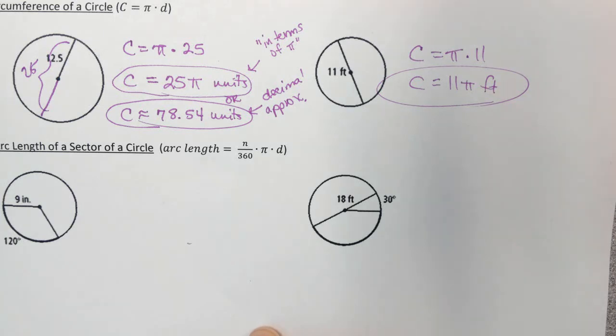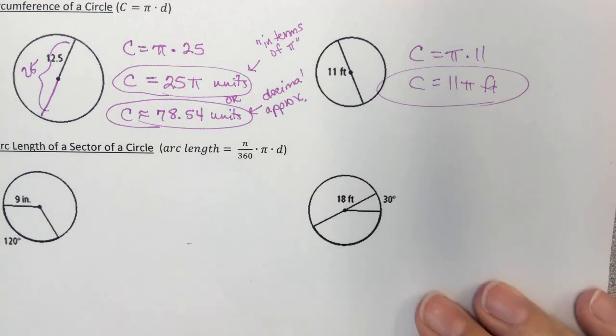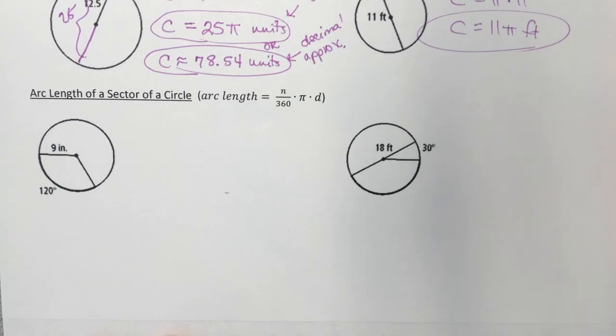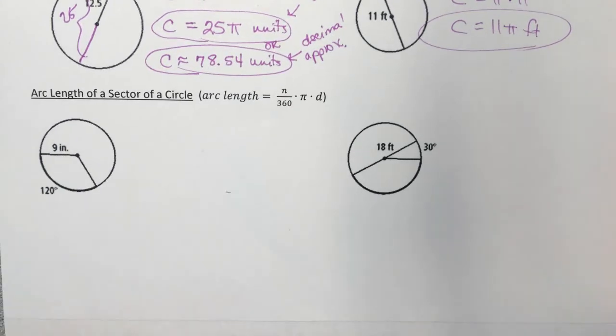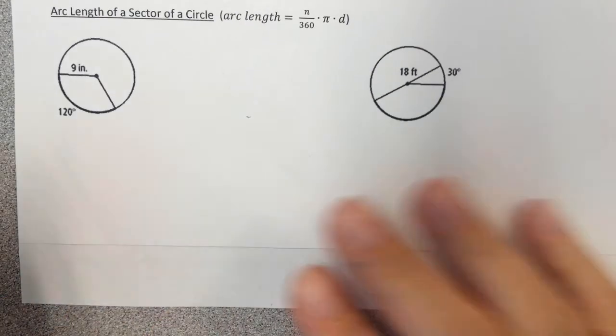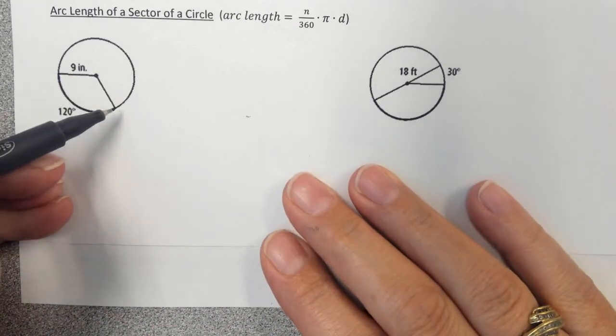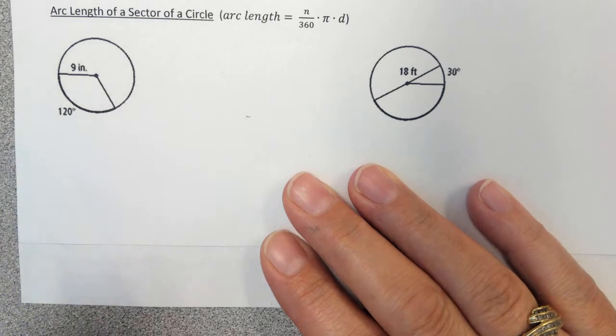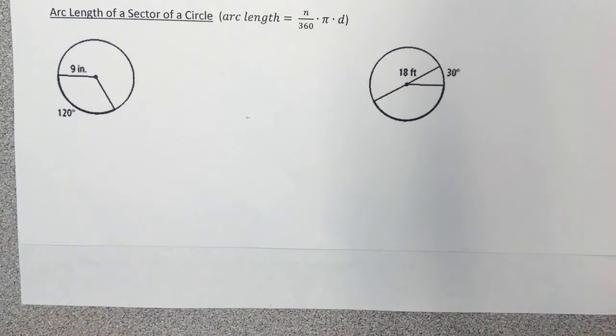You can get a decimal form if you need it, but there's no reason to force it, so we're going to move on. That leaves us with this last little piece of information, which is what happens if you just want a piece of the circle. What if instead of walking all the way around the circular track, you only walk a third of the way around? Then how do you find that distance?